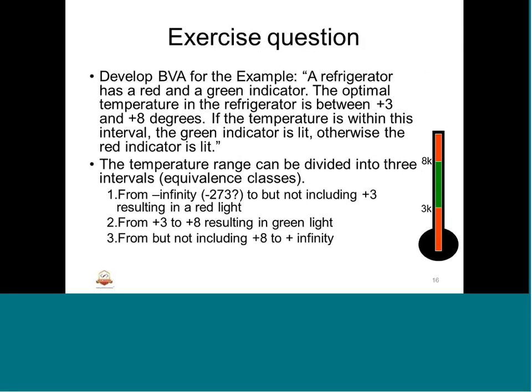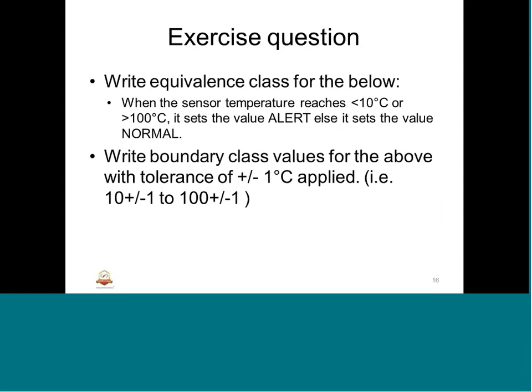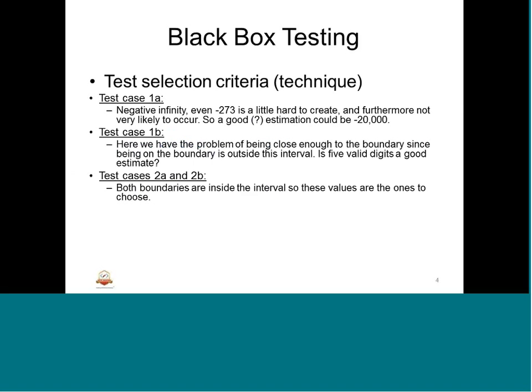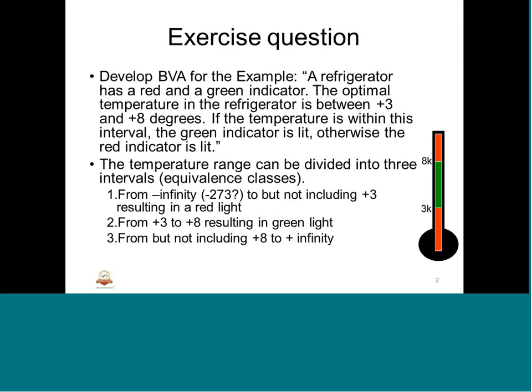So that was about boundary value analysis and equivalence partition. We had an exercise. Probably we will touch base on that exercise so that it will be more clear for you. The exercise for boundary value analysis is a temperature indicator, for example in a refrigerator, which has two signals, two indicators, red and green. The optimal temperature in the refrigerator is between 3 and 8 degrees. That means between 3 and 8 it shows green, whereas if it is below 3 or above 8 it will indicate red. The temperature range can be divided into 3 intervals.